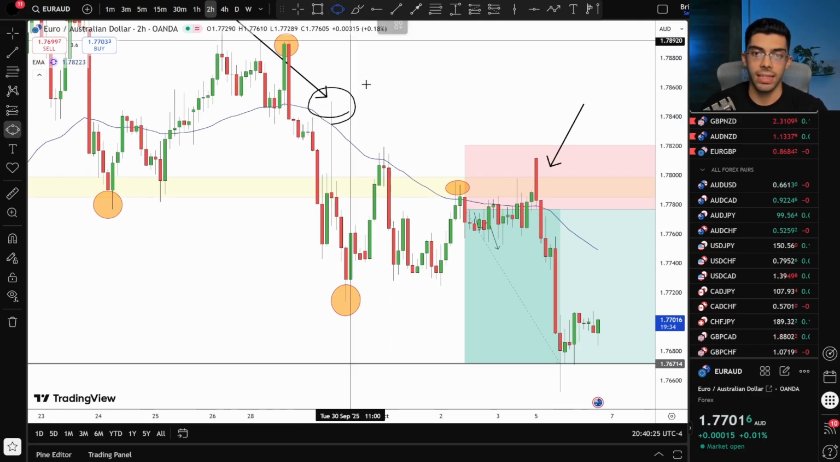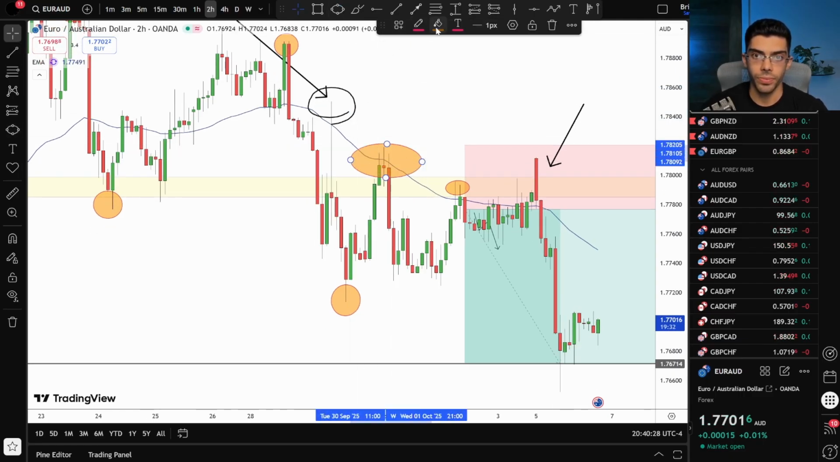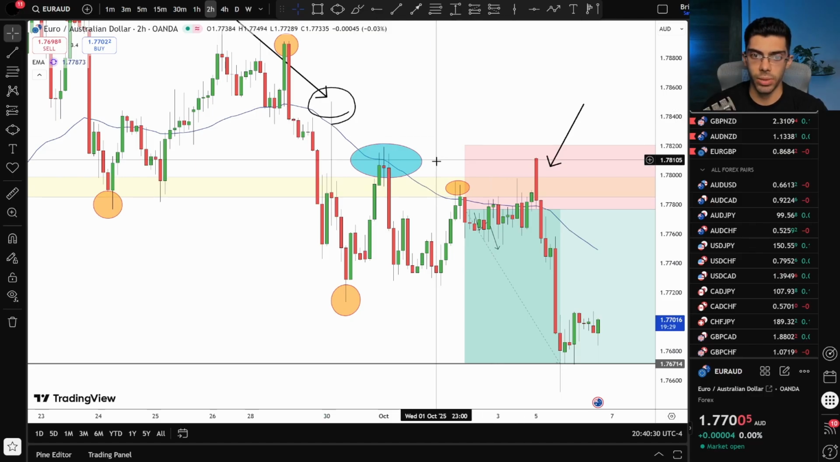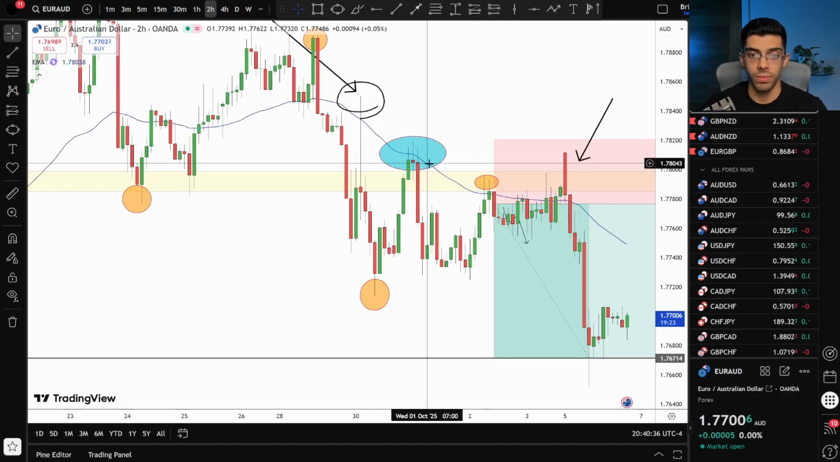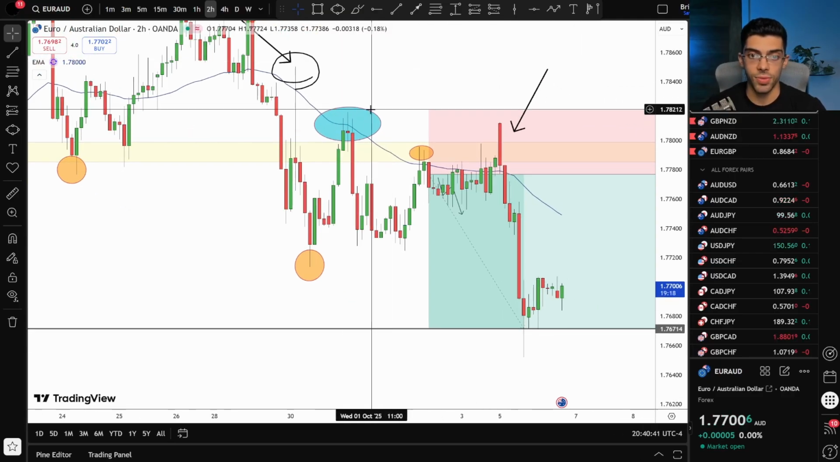So technically, a sell right in this area that I'm going to put in blue, you could sell in this blue zone. That is a valid sell position. Actually, this one could even be considered a better sell than the one that I took. But yes, this one is a sell.